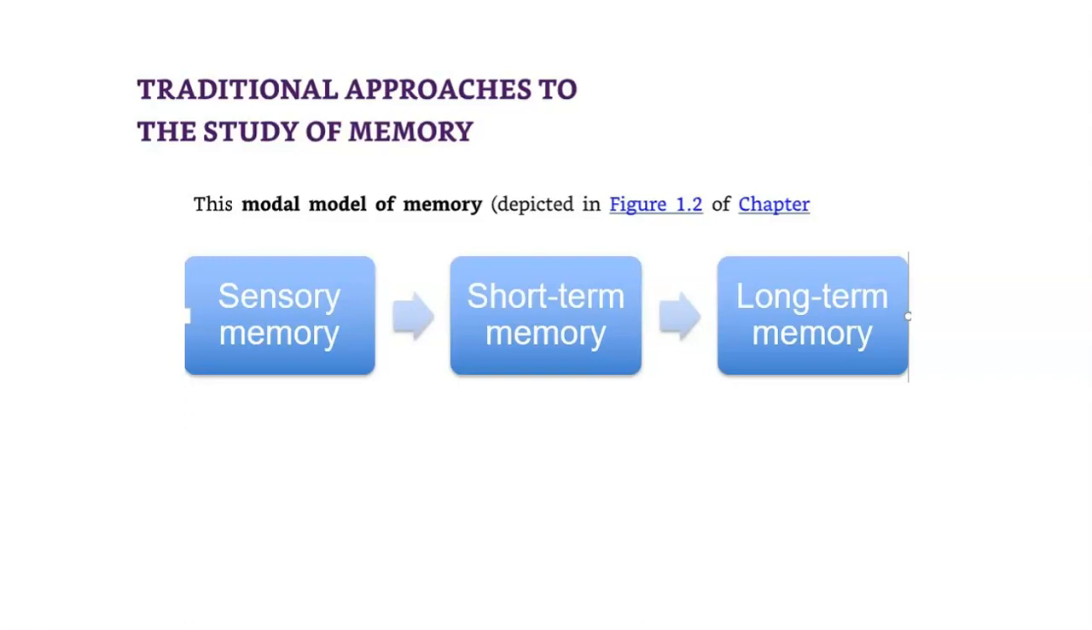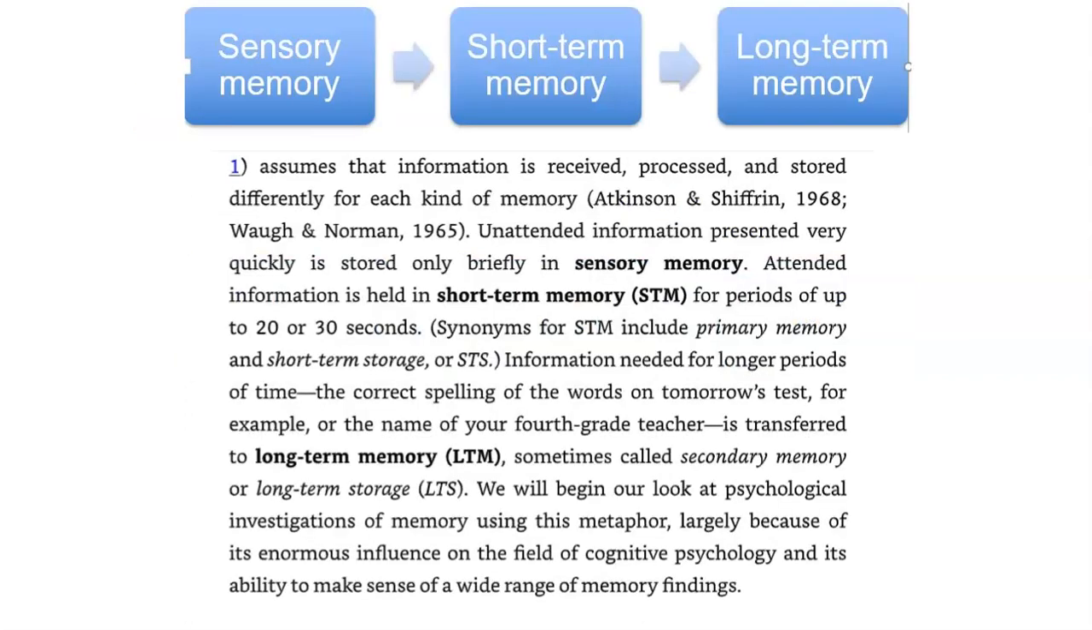So this model dates to the 60s, 1968. Getting up there in years now, 56 years, but it has lasted the test of time because it's so intuitive. Now, we assume that information is received, processed, and stored for each kind of memory. And there's the Atkinson and Shiffrin model in 68. Unattended information presented very quickly is stored only in sensory memory. Attended information goes to short-term memory for a few seconds.